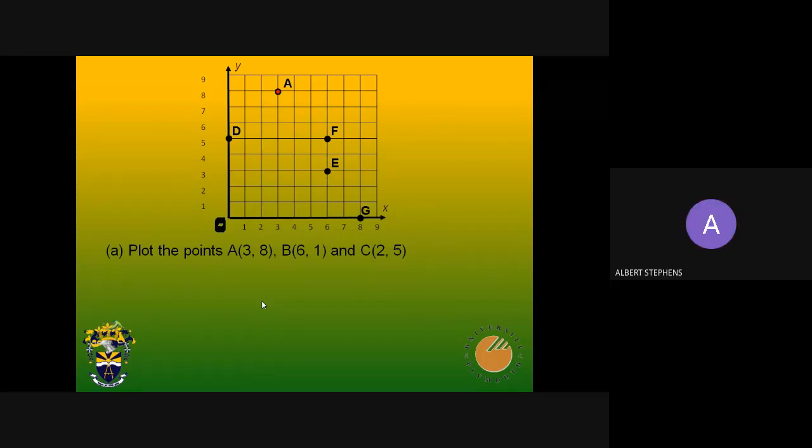What about B? B is (6, 1). We good? Agree? What about C now? C is (2, 5). So (2, 5) would be, please locate it mentally, there. Very good. So what we just did a while ago was to teach you how to plot points. Anybody have any problems plotting points on the Cartesian plane?